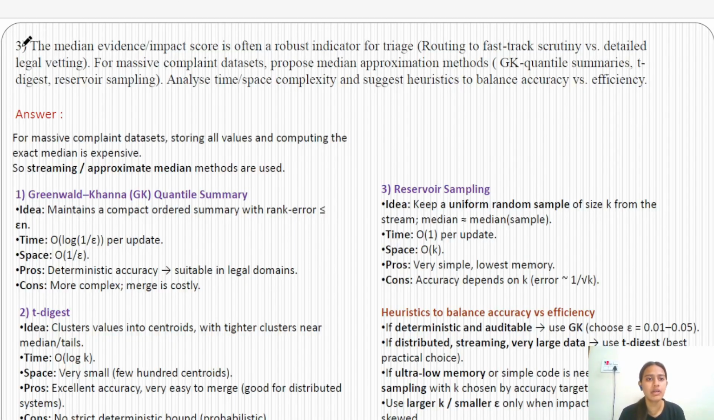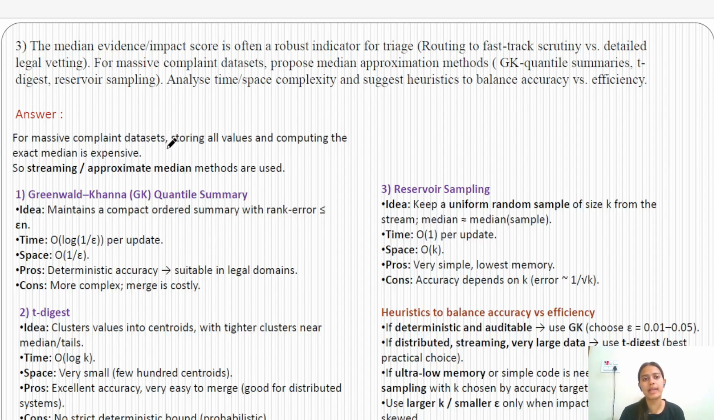Question number 3. The median evidence or impact score is often a robust indicator for triage, routine to fast track scrutiny versus detailed legal vetting. For massive complaint datasets, propose median approximation methods: GK quantile summaries, t-digest, reservoir sampling; analyze time or space complexity, and suggest heuristics to balance accuracy versus efficiency.